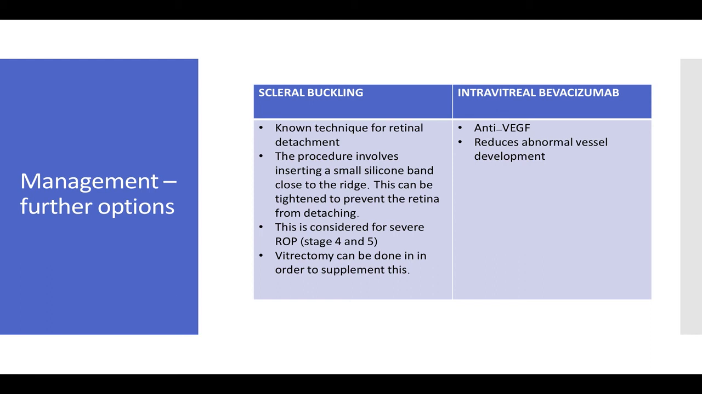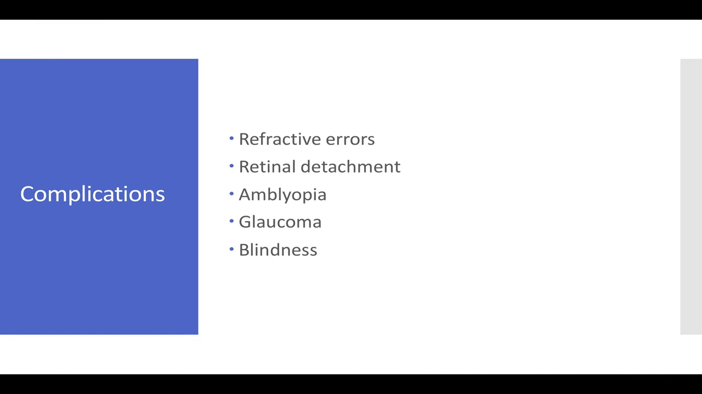Other options include the use of intravitreal injections, such as bevacizumab or Avastin. These are anti-VEGF specific injections that help to reduce abnormal blood vessel formation. Complications of ROP. If left untreated, ROP can lead to refractive errors, retinal detachment, amblyopia, glaucoma, and ultimately blindness. Therefore, timely diagnosis and management is key.